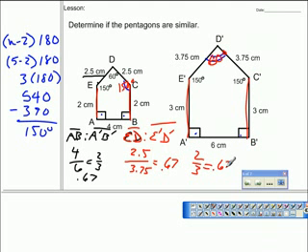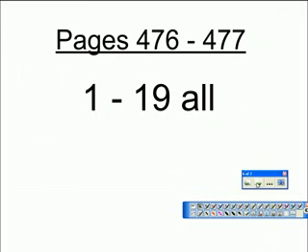Tonight, you're going to have to do it both ways. Either they're going to give you the angle measures, and you have to figure it out, or they'll give you the lengths of the sides, and you have to figure it out by ratio. 476 and 477, 1 to 19 all.